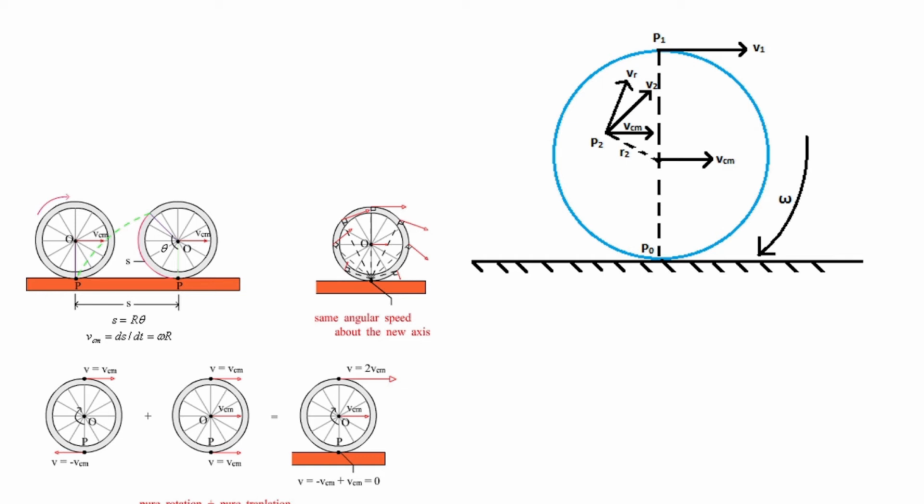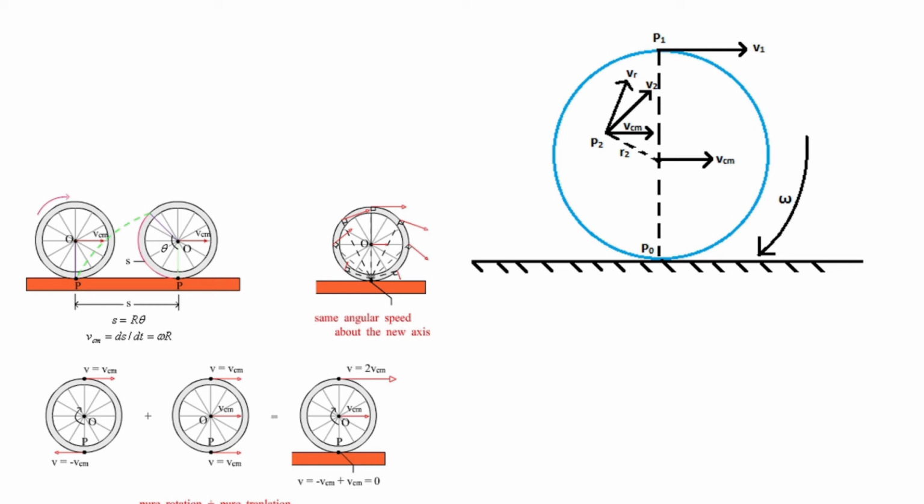Translational velocity Vcm, and due to the rotational motion it has linear velocity Vr, where Vr is equal to Rw. W is the angular velocity of the rolling disc. Vr is perpendicular to the radius vector at any point lying on the disc with respect to the geometric center C.